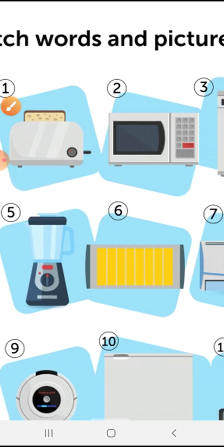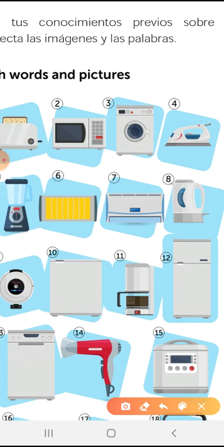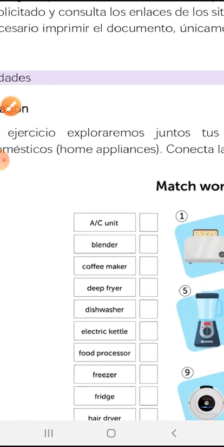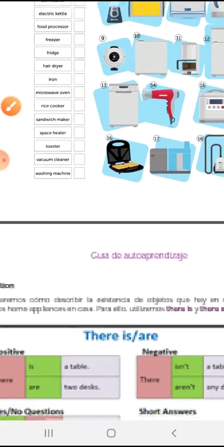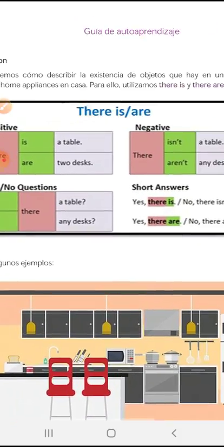So let's look for the coffee maker. Busquemos la coffee maker. The coffee maker is here, number 11. Yes, number 11. So you write here the number. Okay, you match the number with the name. Okay, that's the idea. Second, we will do some practice with there is and there are.